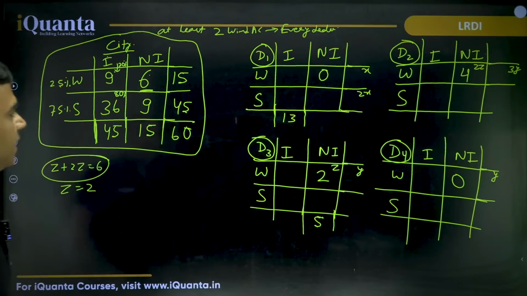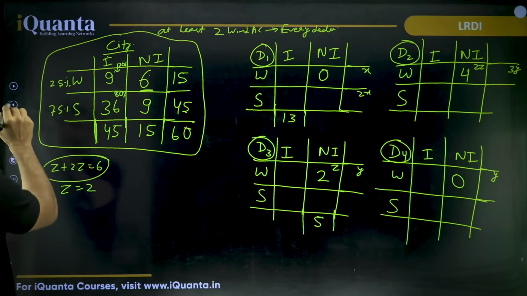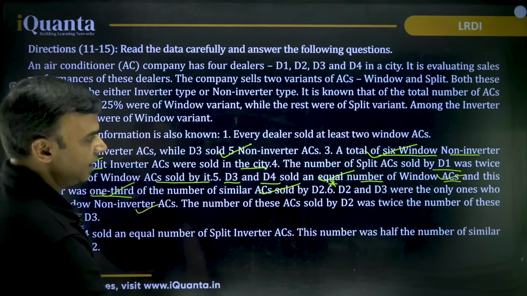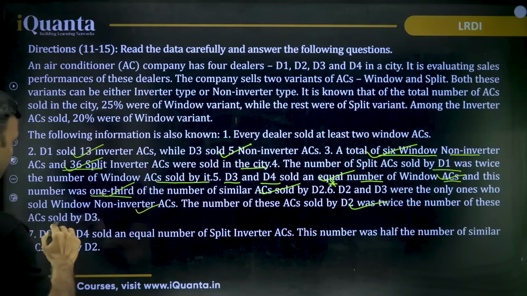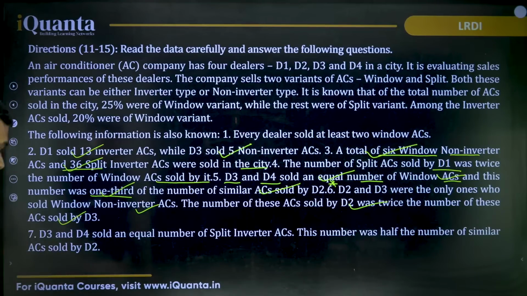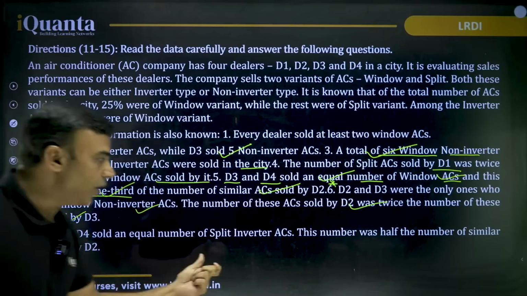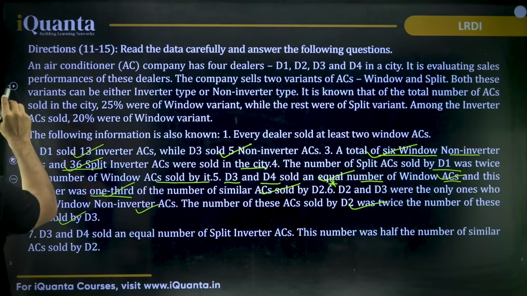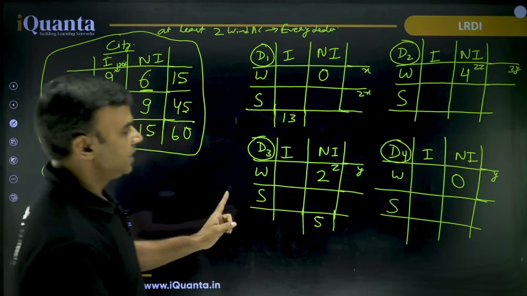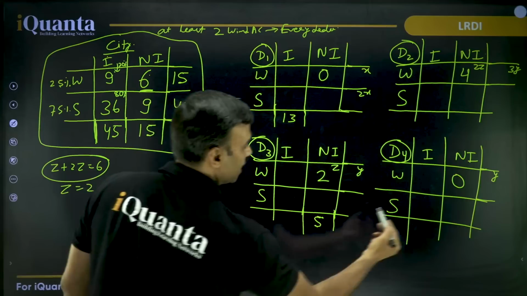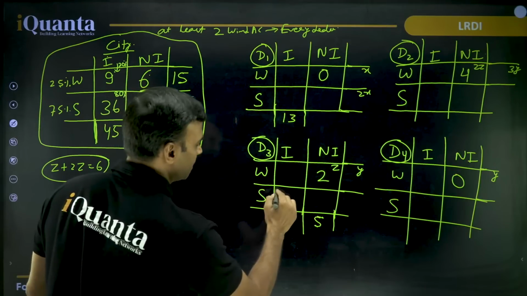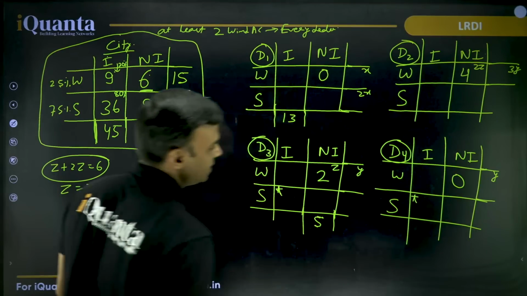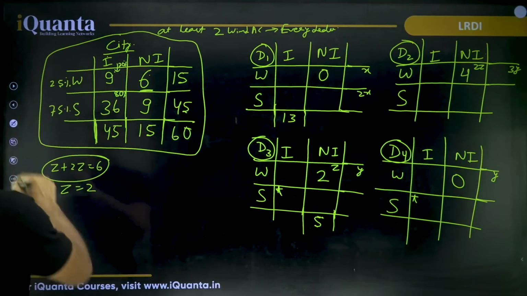What else do we have? Let's go ahead. Next, D3 and D4 sold equal number of split inverter ACs. D3 and D4, equal split inverter. For the purpose of clarity, I am putting a value T here, and this will also be T here.